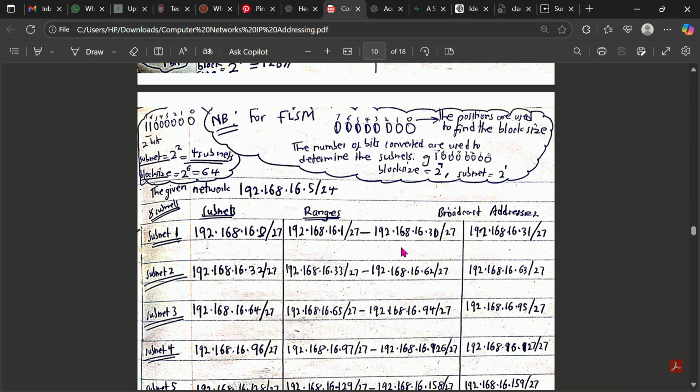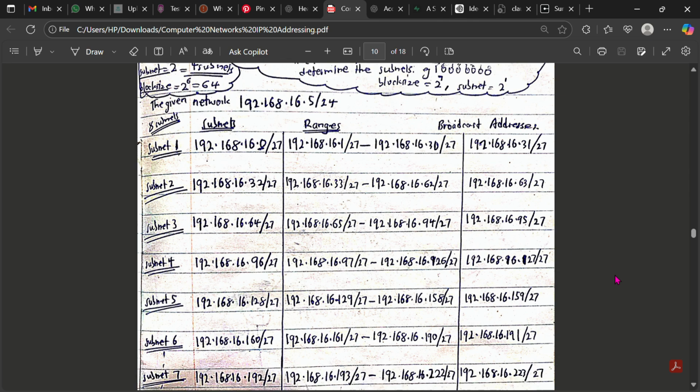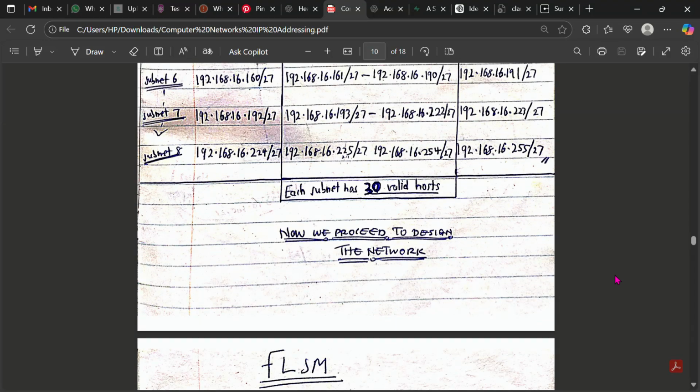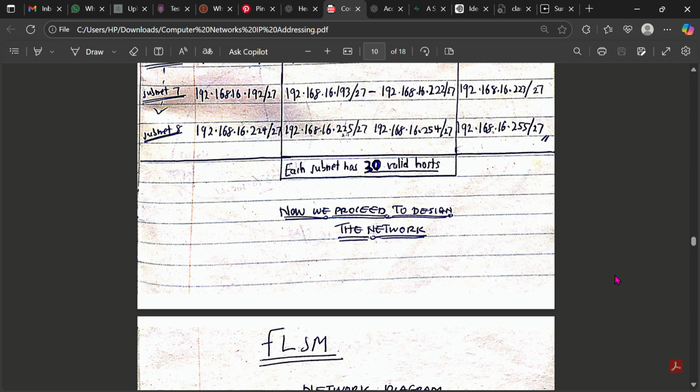So if you realize, here is 30, here's 1, here's 1. So there are 32 addresses in every subnet. Do we get it? But the valid hosts are 30, because one is used for the broadcast address and the other for the subnet. As I said earlier, each subnet has 30 valid hosts.